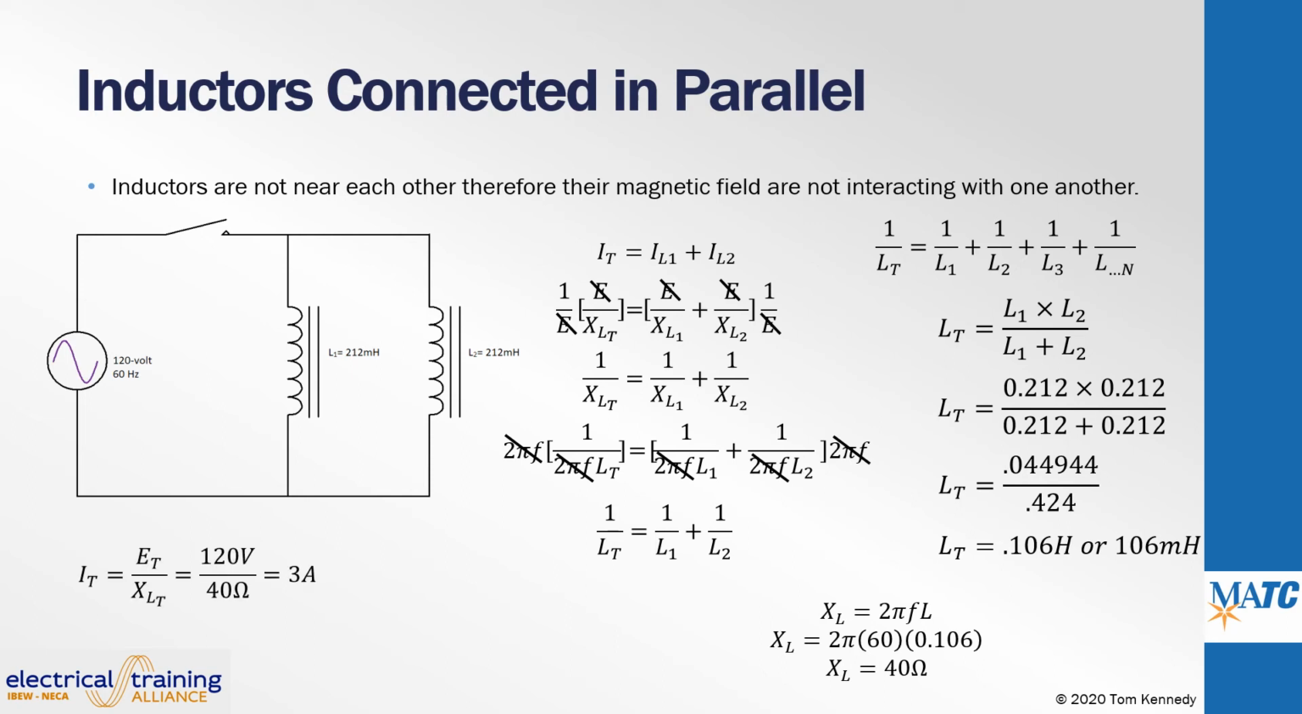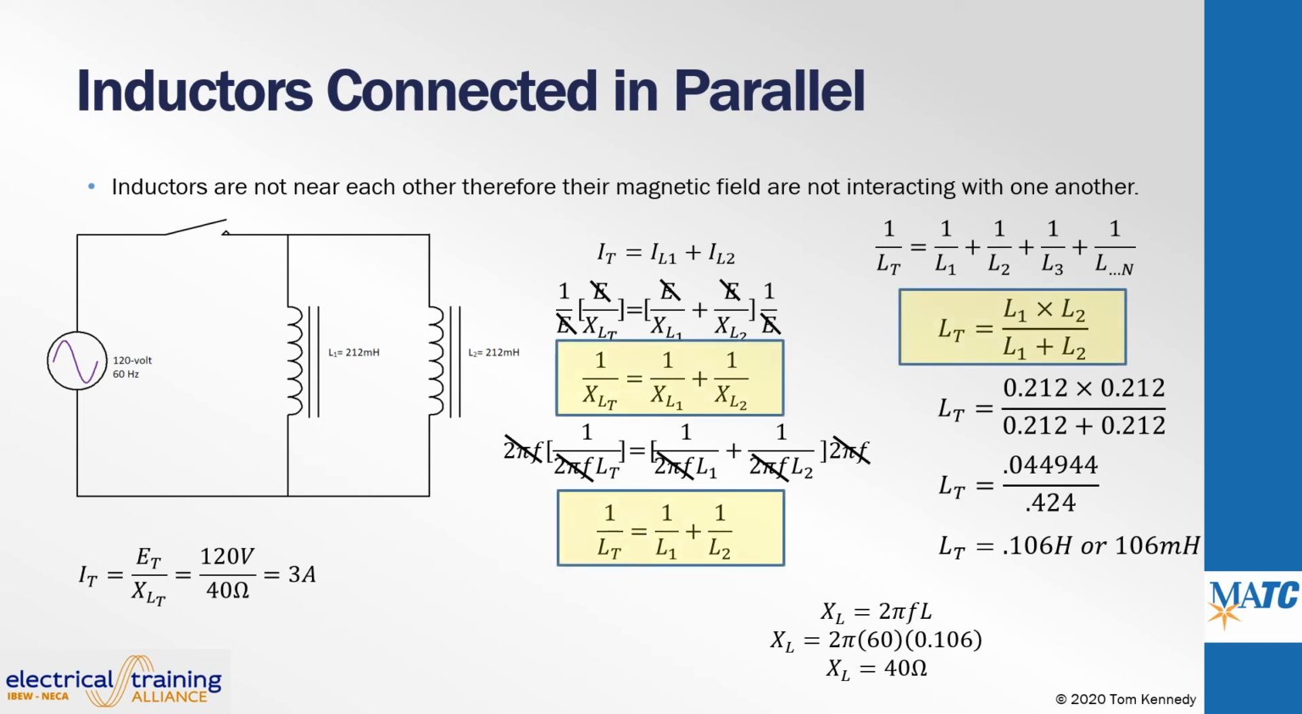The important formulas to remember for parallel inductors: the reciprocal of the total inductive reactance is the sum of the reciprocals of all inductors in parallel. The reciprocal of the total inductance in henries is the sum of the reciprocals of the inductances in parallel. The product over sum formula can be used to quickly calculate 2 values in parallel.